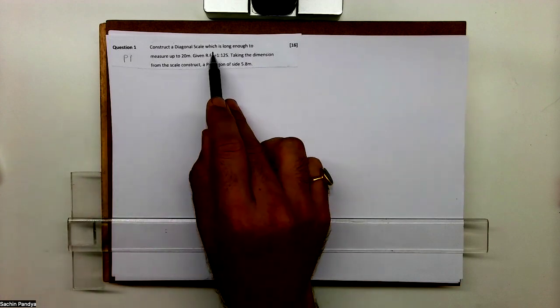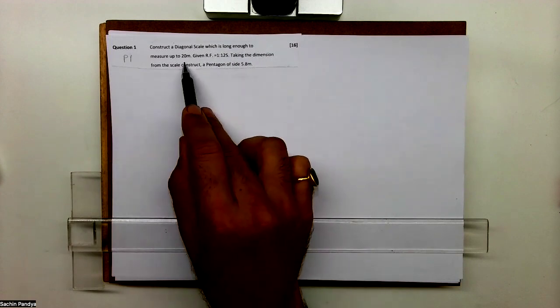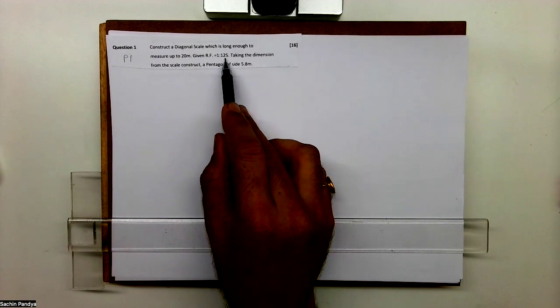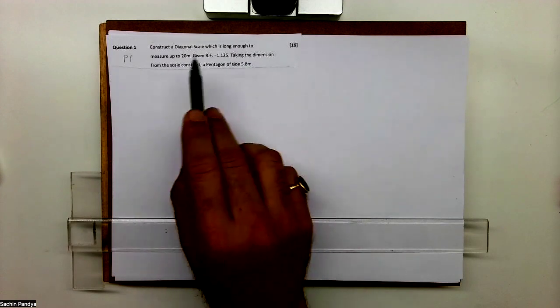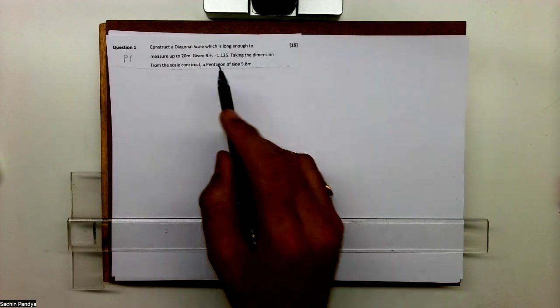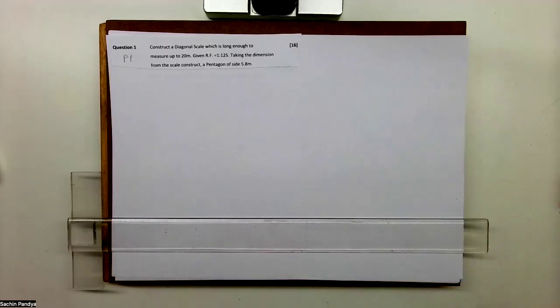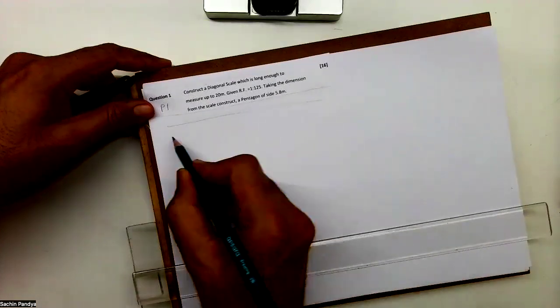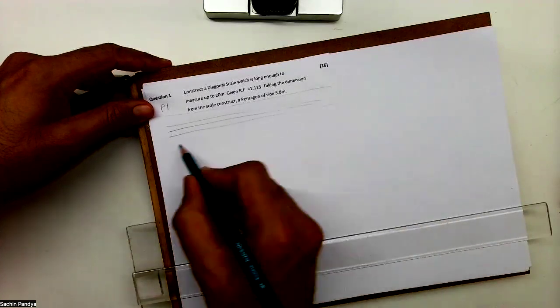Construct a diagonal scale which is long enough to measure up to 20 meter. Given RF 1 is to 125, take the dimension from the scale, construct a pentagon of side 5.8 meters. So now what do I have to do first? First I have to draw a guideline. Remember, in the exam also you have to draw a guideline.